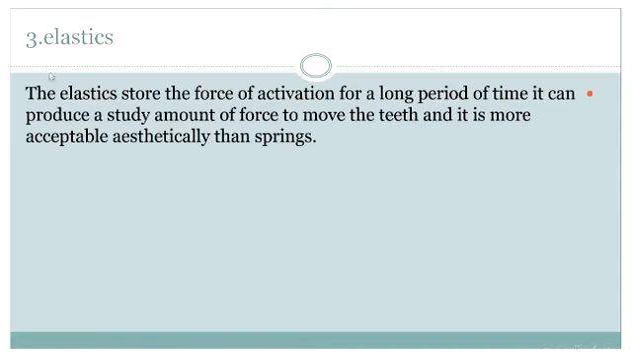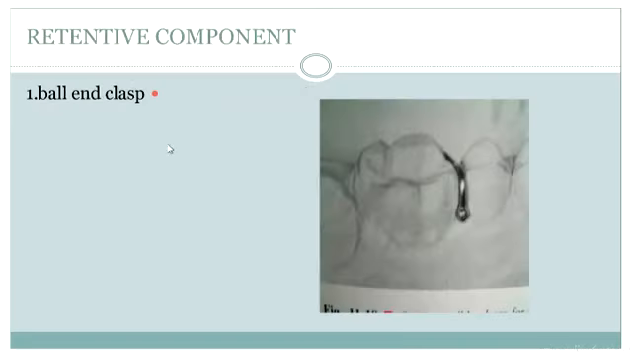The third part of the active component of the removable appliance is elastics. Elastics store the force of activation for a long period of time. They can produce a steady amount of force to move the teeth, and they are more acceptable aesthetically than springs.